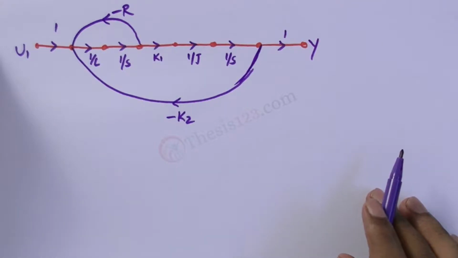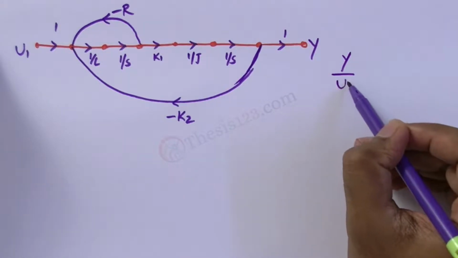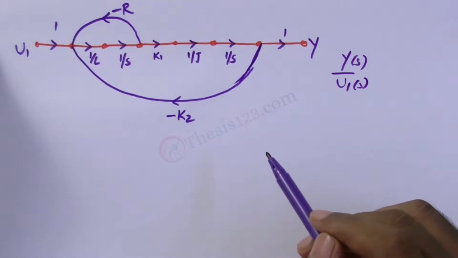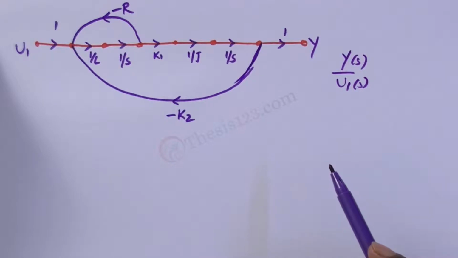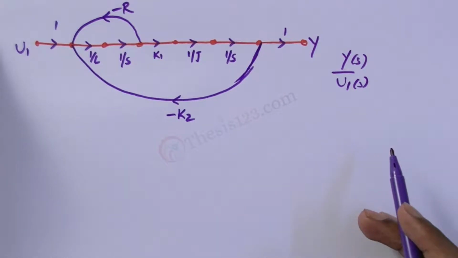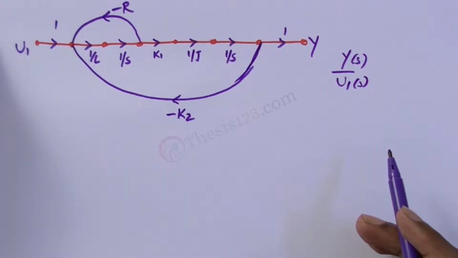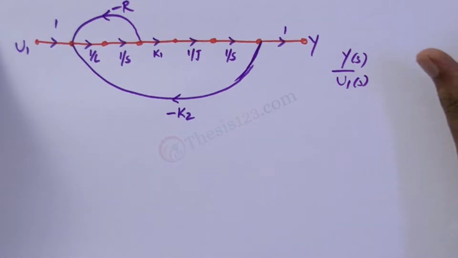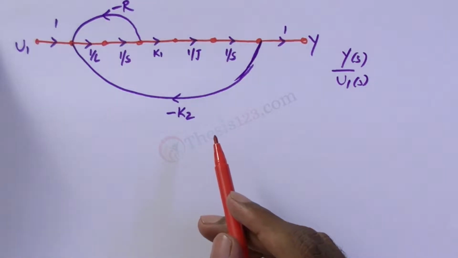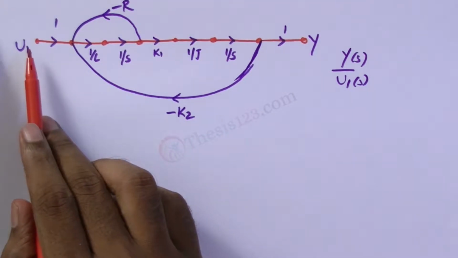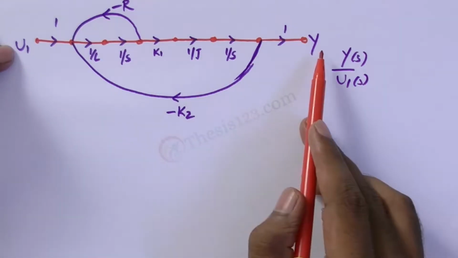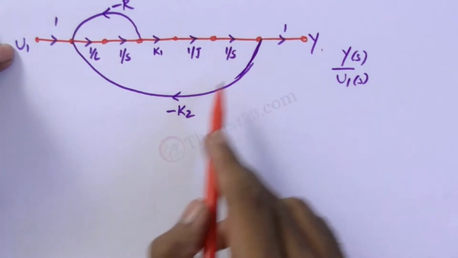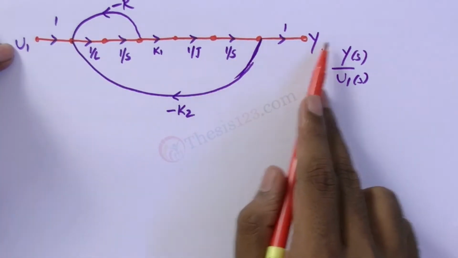Now we have to find the transfer function Y(s)/U1(s). To find the transfer function from signal flow graphs, we use Mason's gain formula. According to Mason's technique, first find the number of forward paths, proceeding from input to output. You see there is only one forward path, but there are two feedback paths. The forward moving path is only the one.